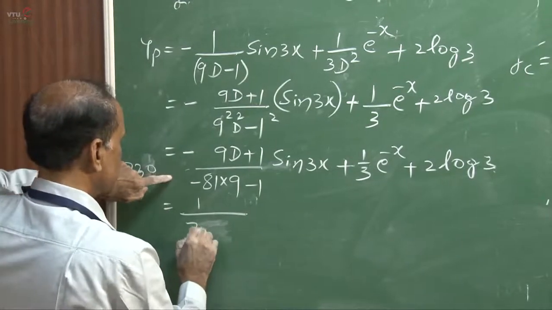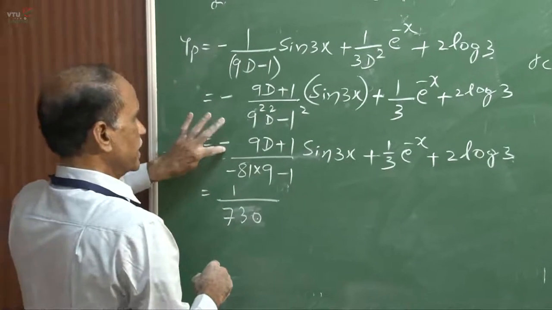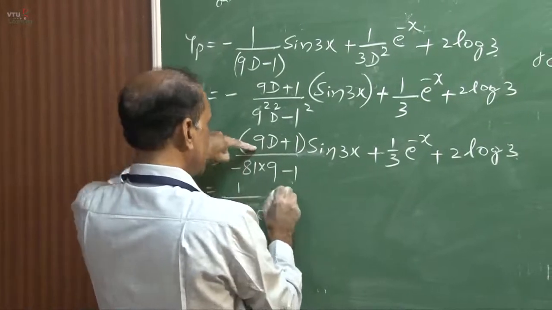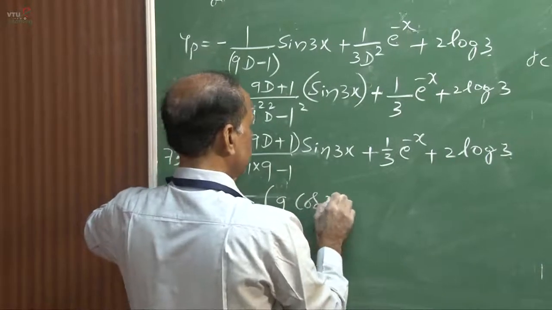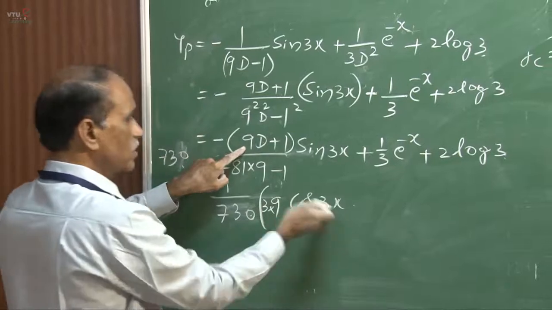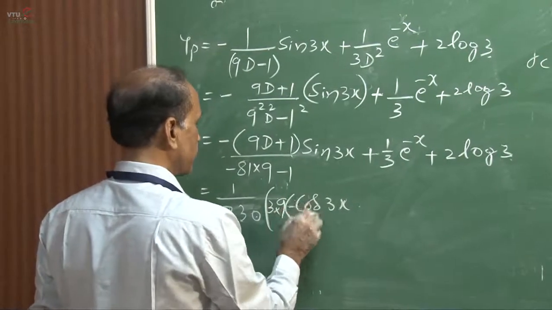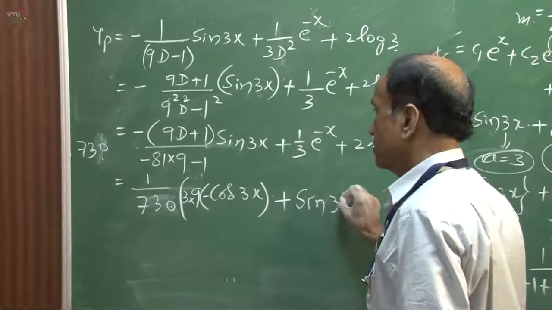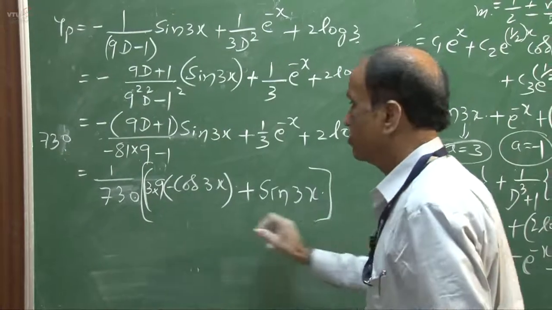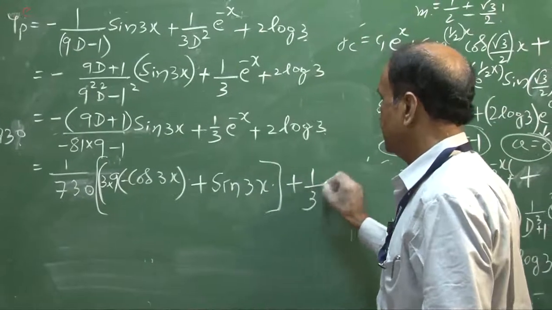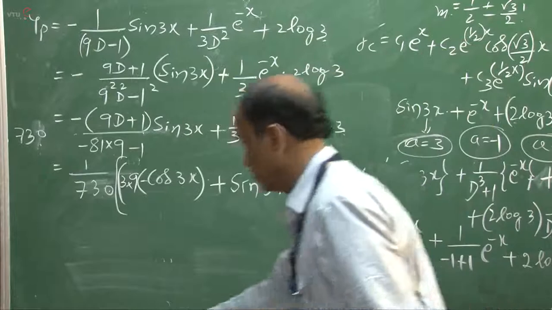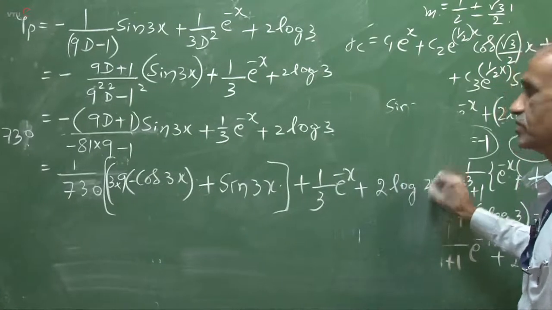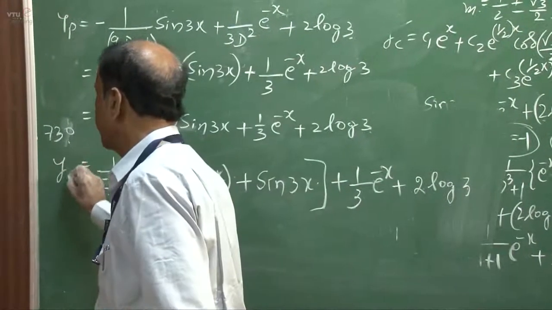Therefore, I can write this one as 1 by 730 after cancelling the minus sign from this, and 9D plus 1, that is 9 into cos 3x into 3, that is 27 cos 3x, that is also with minus sign, okay, you write minus sign, and then plus of sin 3x, right. So this is multiplied for both, this denominator, plus 1 by 3 e to the power minus x plus of 2 times log of 3. So this is the particular integral.